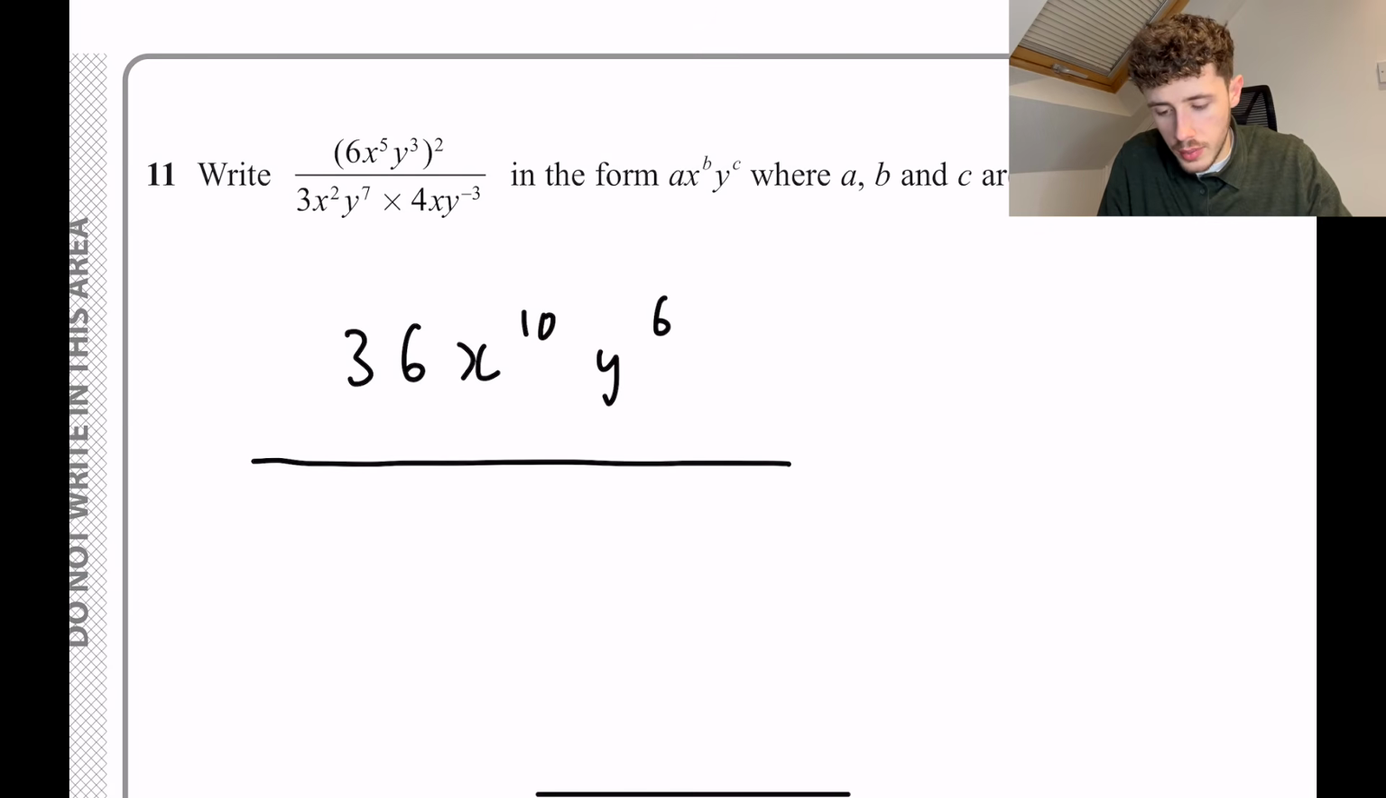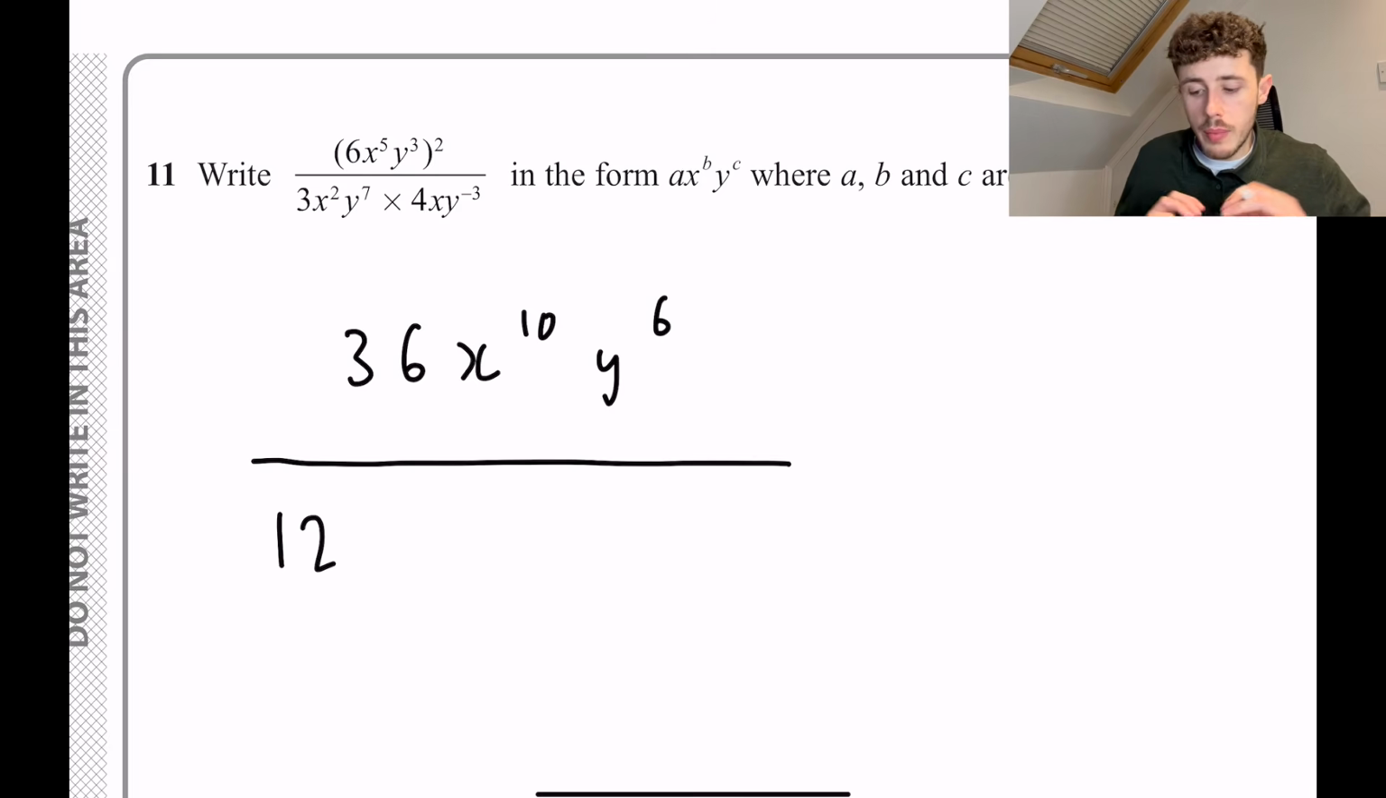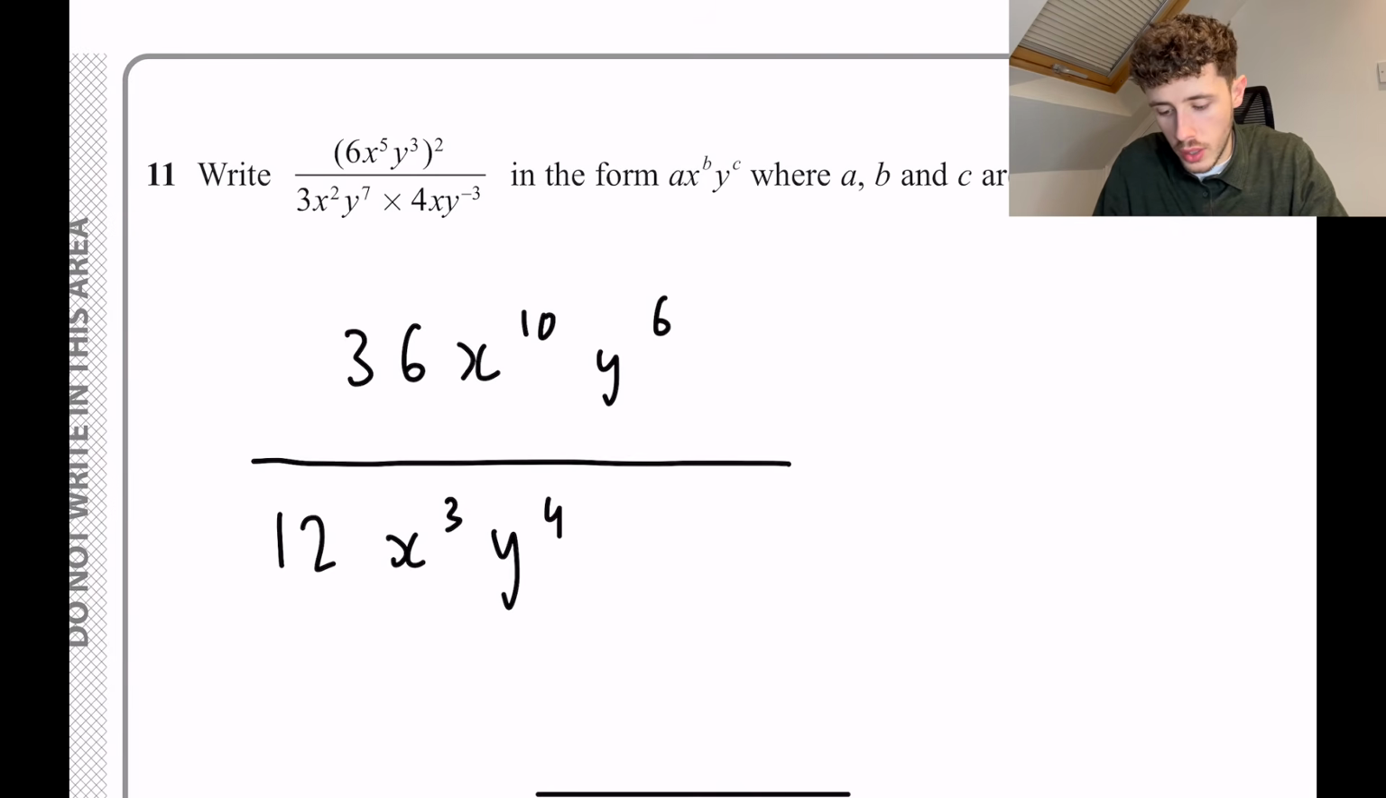divided by, and similar here, we want to multiply those things together on the bottom. So 3 times 4 is 12. x squared multiplied by x to the power of 1 in theory. When we're multiplying indices, we add the powers together, so x cubed. And then y to the power of 7 multiplied by y to the minus 3, again add the powers, so that's going to be y to the power of 4.